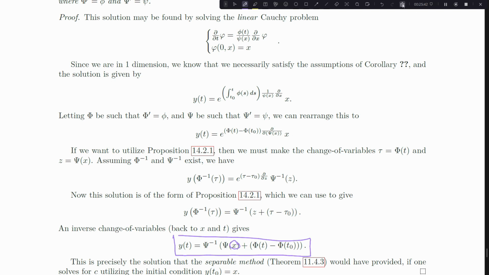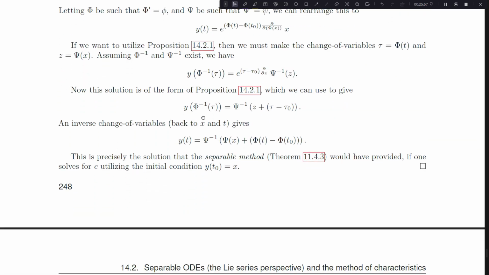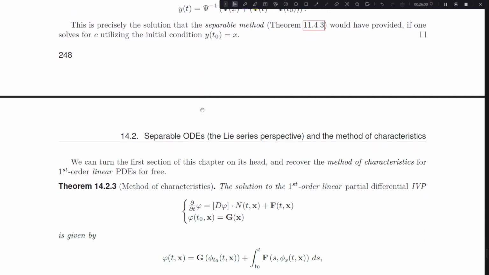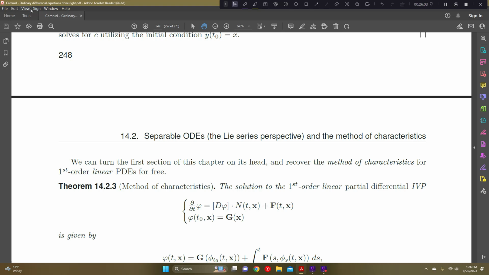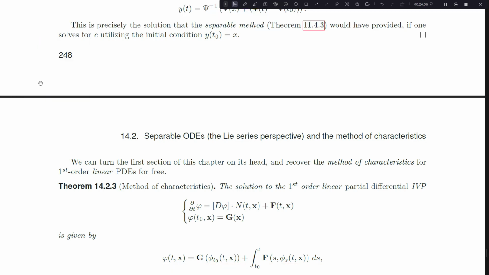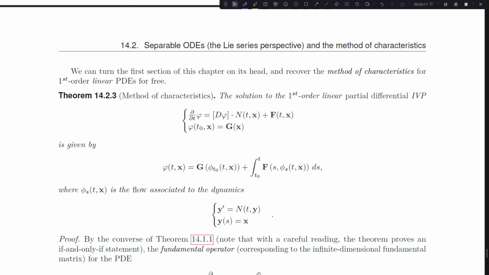And this is exactly the solution that the separability method gives us. But it's kind of really cool that we can see ourselves get it by calculating these flow maps instead and operator exponentials. So that's really cool. And then we're going to move on to actually the method of characteristics, which I get for free. And it's something that is usually taught relatively early on in an ODEs course, usually from a simpler perspective than you're going to see it here.